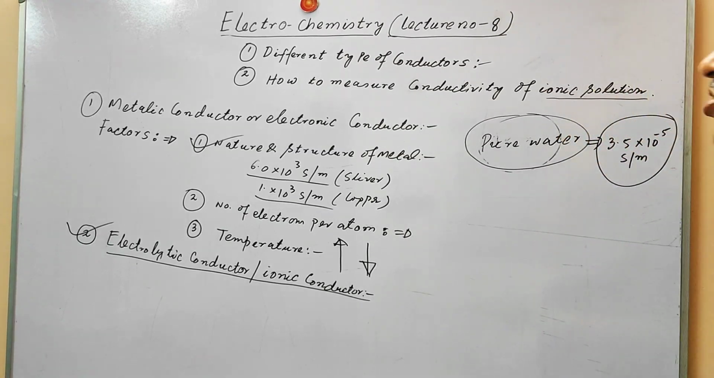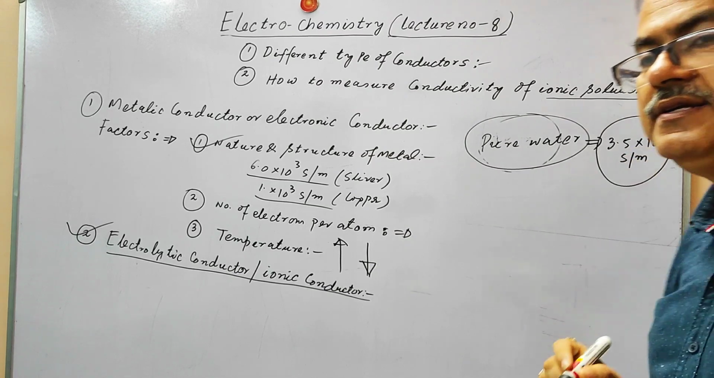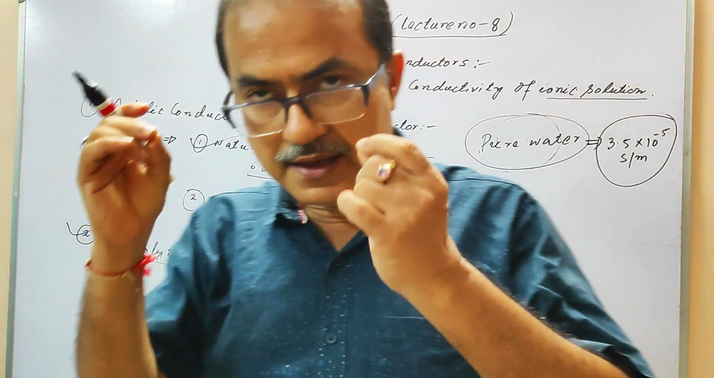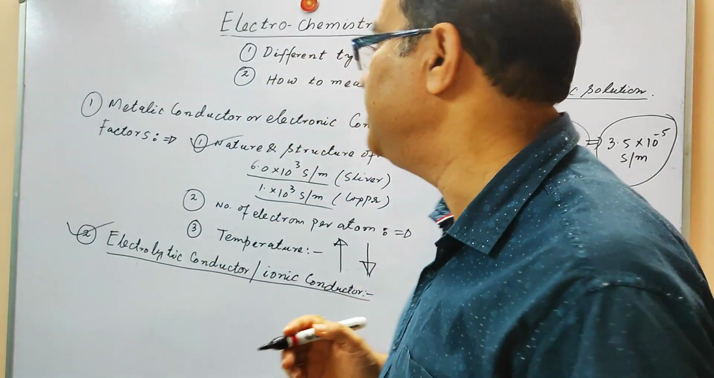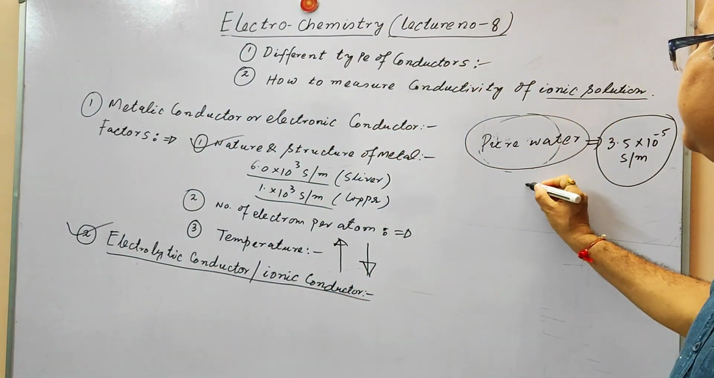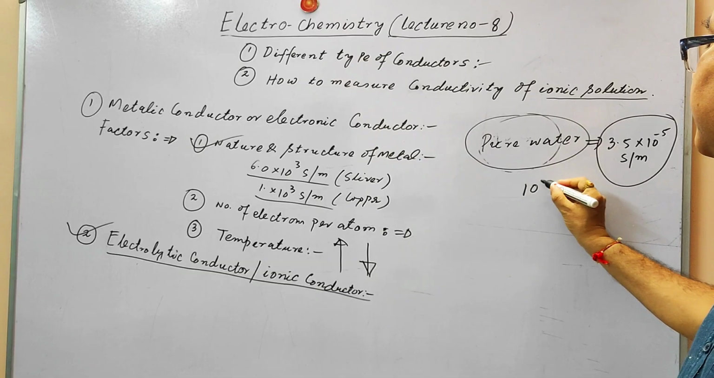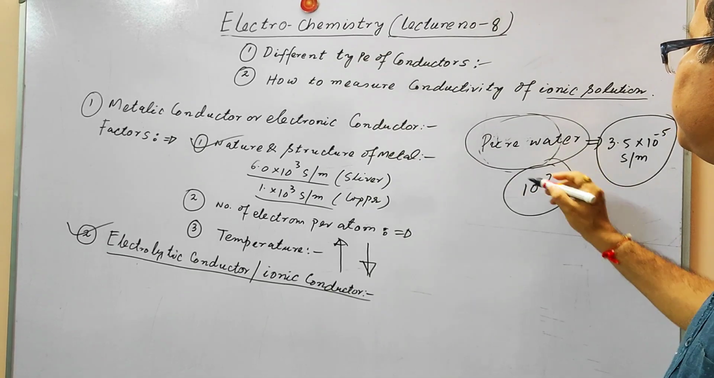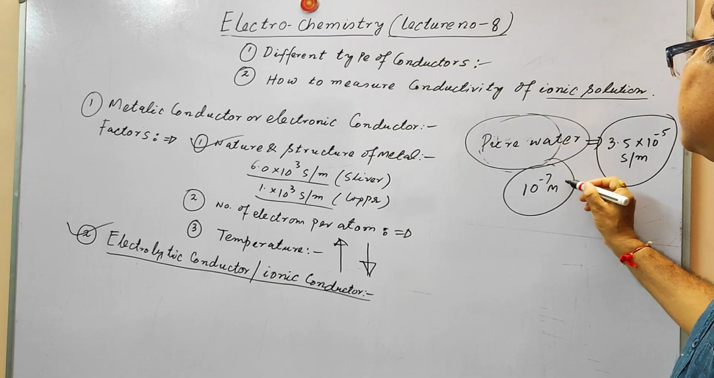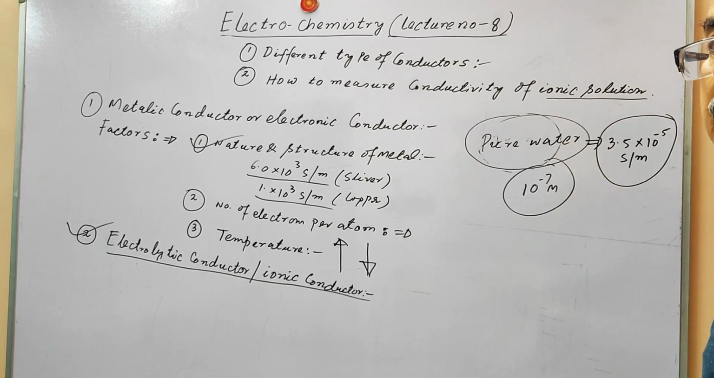Why is it so? This is because of two factors. One factor is that the amount of hydroxyl ion and H plus ion is very small, and it has been found that at a particular room temperature, it is about 10 to the power minus 7 moles per liter.